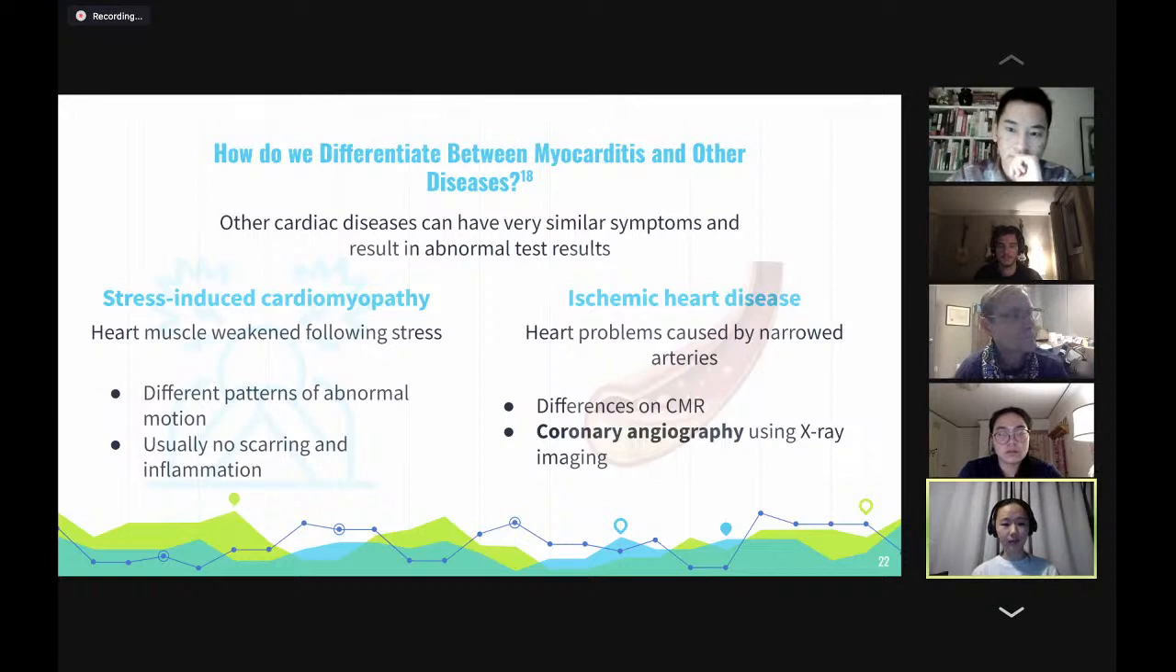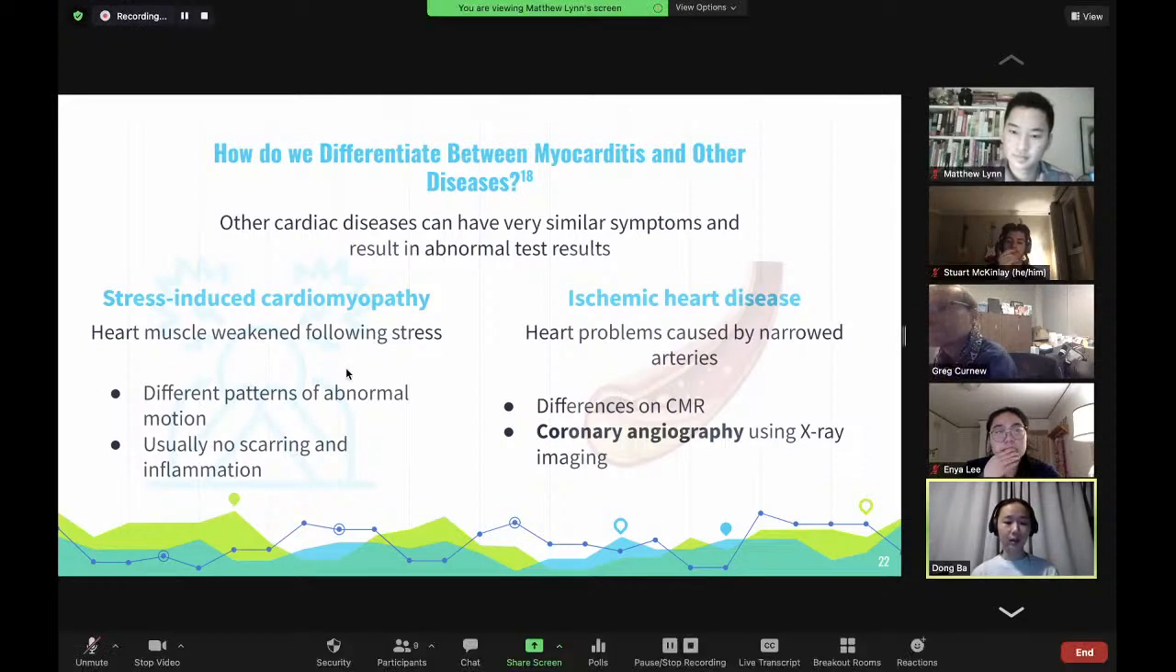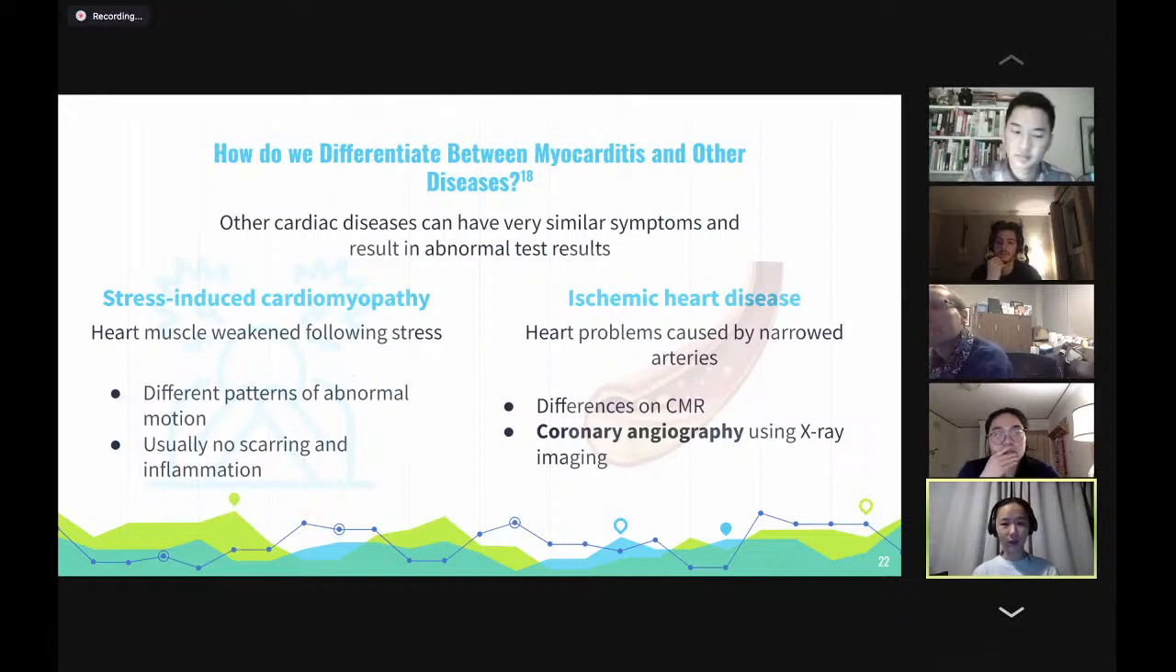But using CMR and echo, your physician might be able to observe, for example, in stress-induced cardiomyopathy, different patterns in terms of the abnormal motion between stress-induced cardiomyopathy and myocarditis. And also in stress-induced cardiomyopathy on the CMR, there is usually no scarring or inflammation, whereas in myocarditis, your physician might see that. So that's one way of telling them apart.